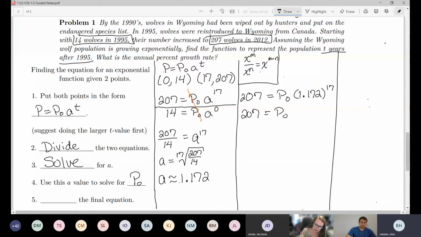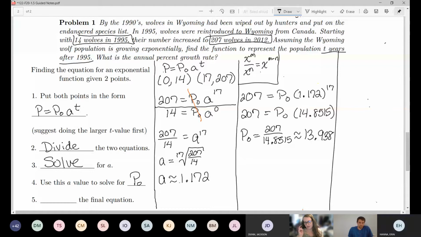So if we just do some algebra here, if we take that to the 17th power, we're going to have 14.8515. Divide both sides by that. You're going to get P naught is that division, which is approximately 13.938.